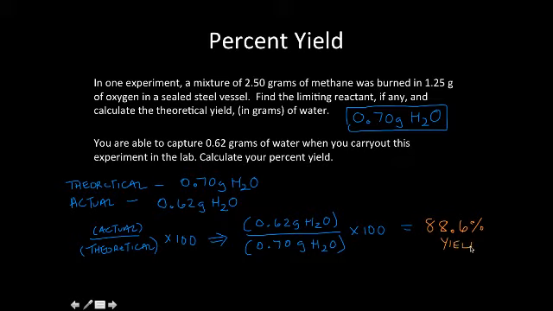So what that means is that when I actually carried out my experiment, I was able to obtain 88.6% of the calculated theoretical value. So that was actually pretty close. 88.6, awesome. But what if we decide to go a step further? What if we wanted to know just exactly how close we really got?